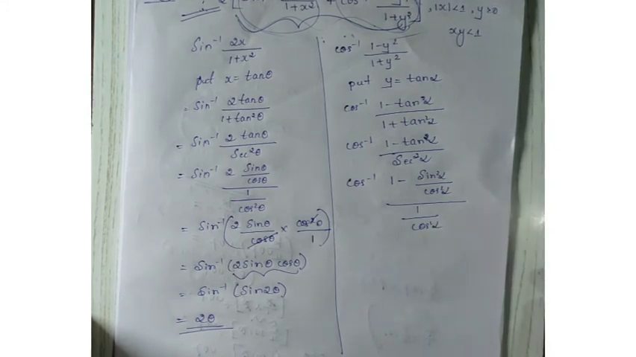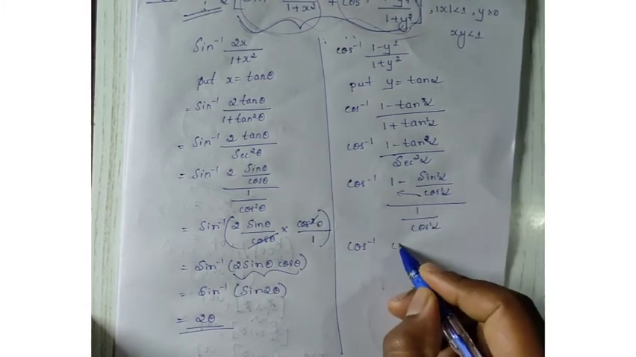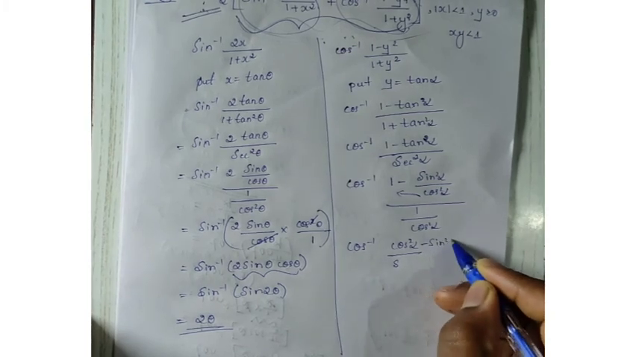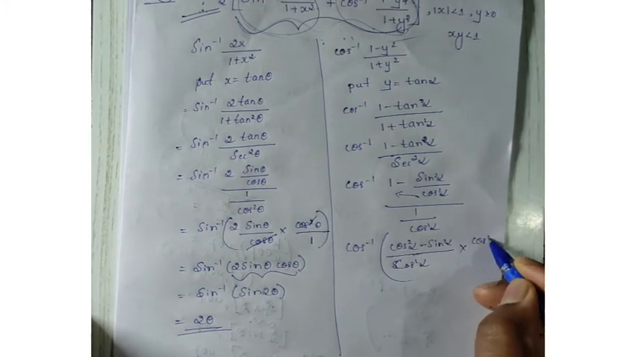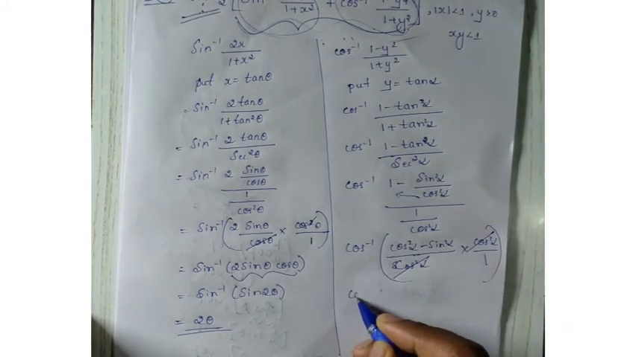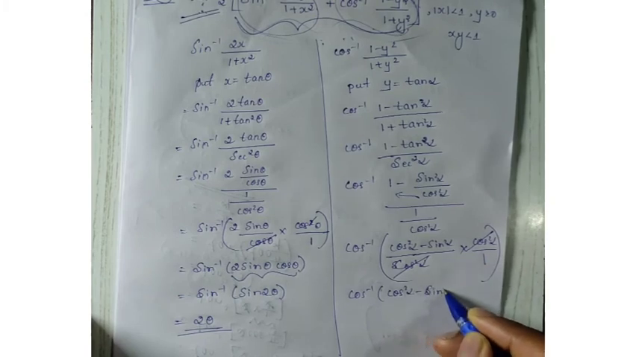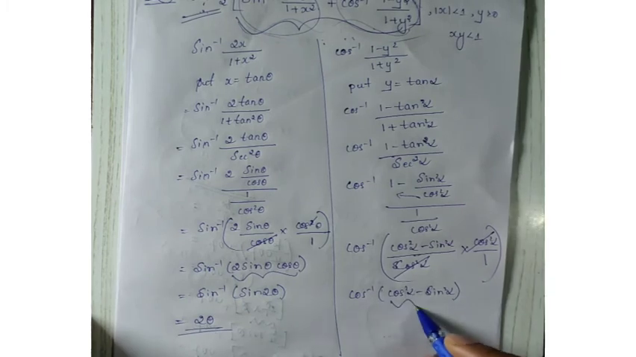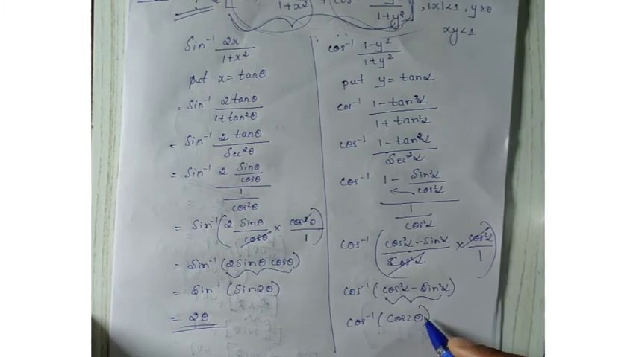So just converting them, that's it. Okay. Then cos inverse, cross multiply, cos square alpha by cos square alpha minus sin square alpha by cos square alpha into cos square alpha by 1. So here this and this get cancelled. Therefore cos inverse of cos square alpha minus sin square alpha. This is the term which is remaining now. Now if you observe this, you can write it as cos inverse of cos 2 alpha.